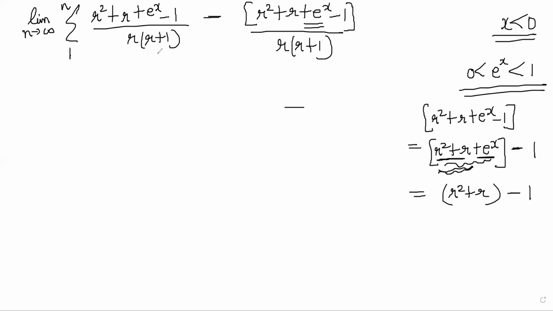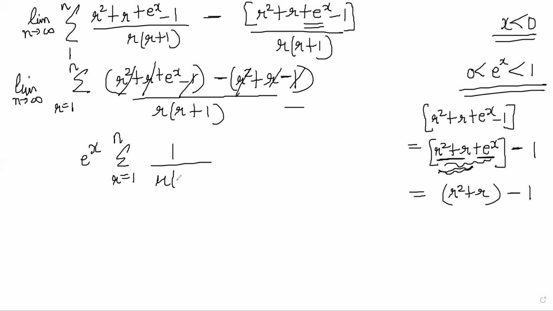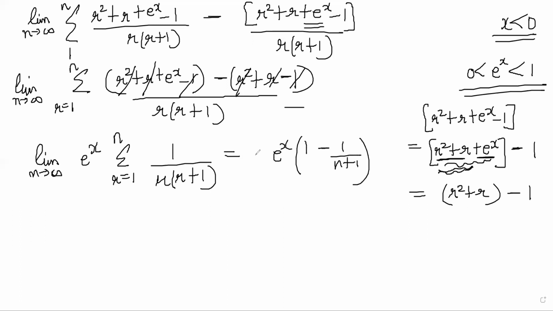So simplifying this now using this result, what you will get is r square plus r plus e power x minus 1, minus r square plus r minus 1, divided by r into r plus 1, is my summation where r goes from 1 to n, and finally you have to take limit n tends to infinity. So now clearly this and this and this get cancelled nicely, and you get e power x, which comes out of the summation because it doesn't depend on r, times 1 by r into r plus 1. And this summation we have already seen. So limit n tends to infinity, this summation is 1 minus 1 by n plus 1, and that will be simply 1. So basically this will disappear and the function will become e power x for x less than 0, right? So now I will write the full function on the next page.